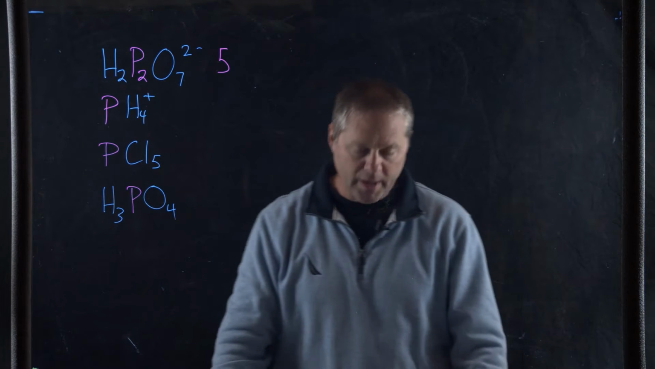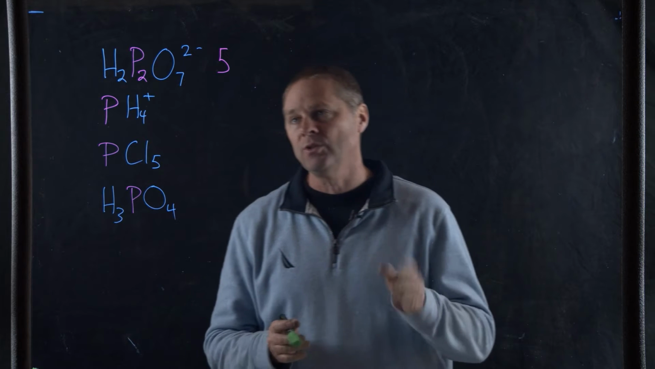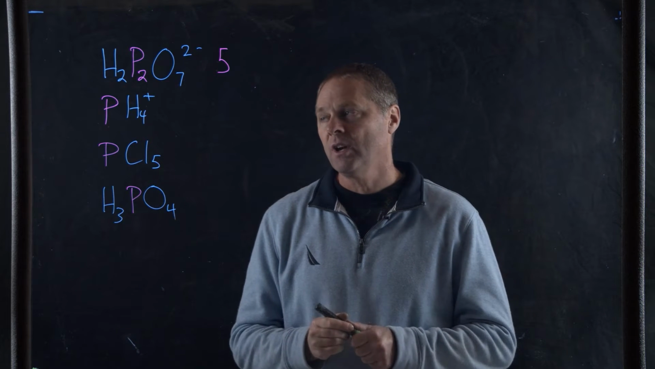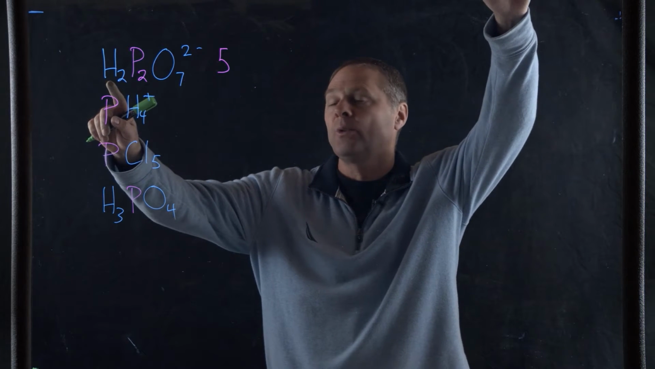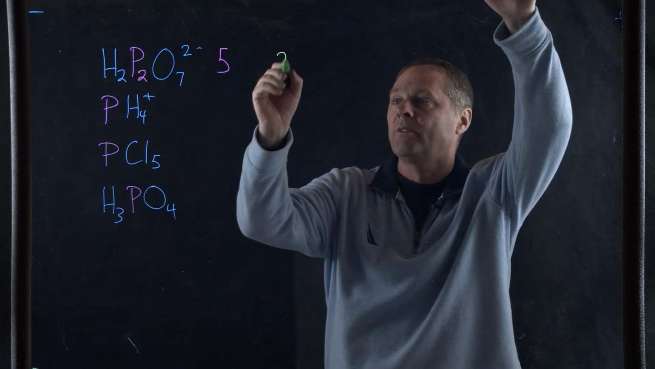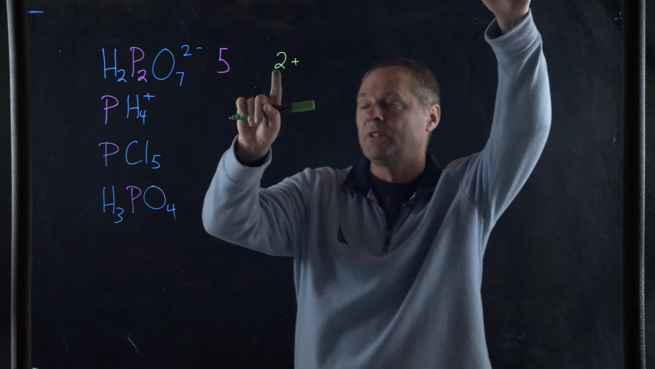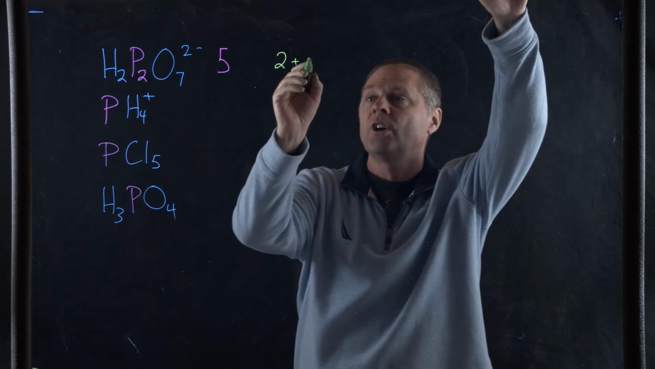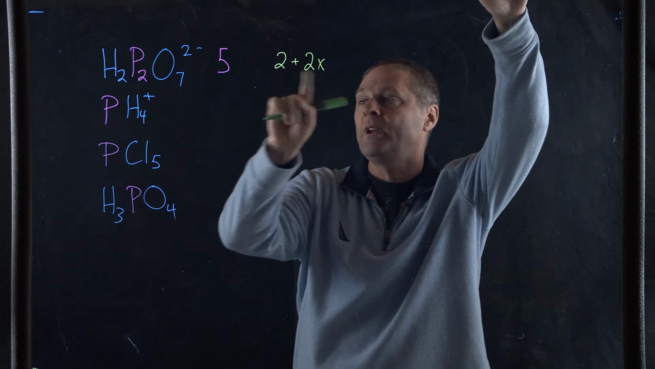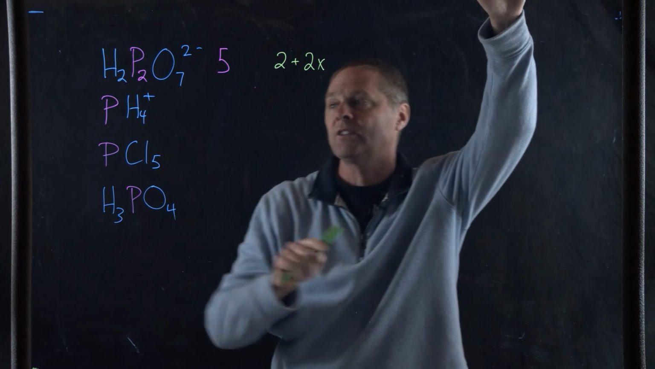Now, there's a way we can write this out mathematically, using algebra. So we know that the charge of each hydrogen is going to be +1. We have 2 of them, so we have 2. So the 2 represents the total charge of all the hydrogens. The phosphorus, we have 2x, because we do not know the charge of that phosphorus.